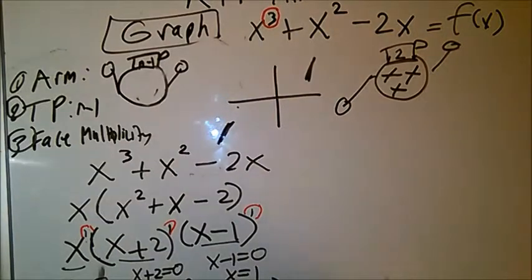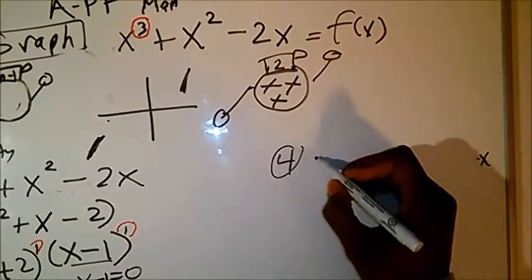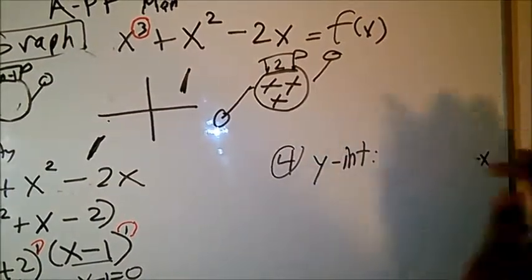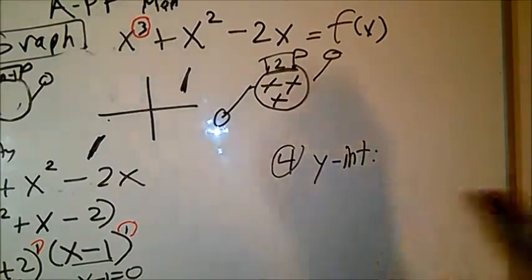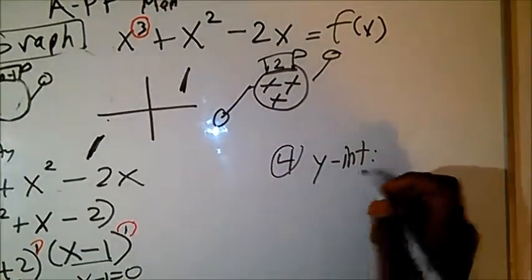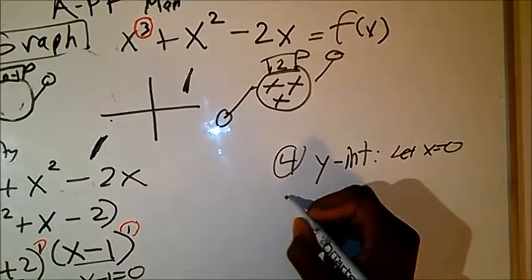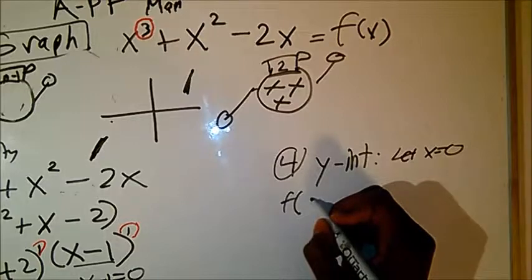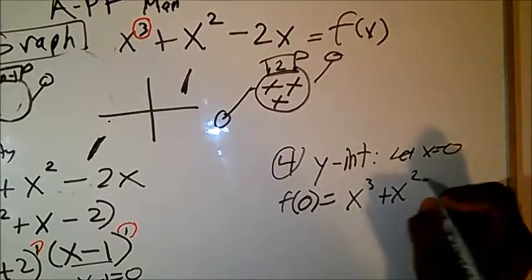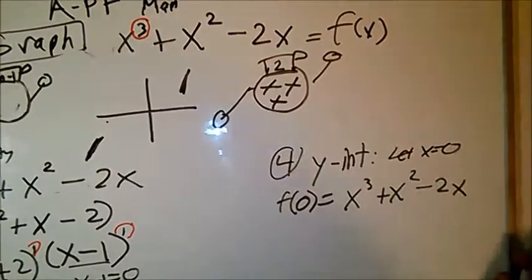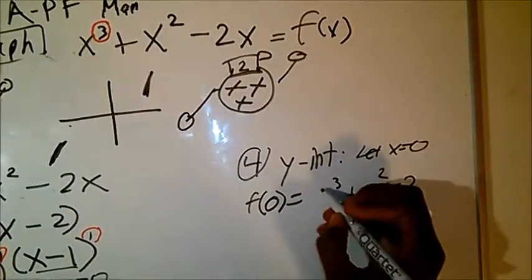Good. Now the last thing we need to know is our y-intercept. If we have an intercept, something is equal to 0. In this case, y is not equal to 0, it will be x. So we're going to let x equal 0. We're going to take f of x and change the x to 0 and put the function in. x cubed plus x squared minus 2x is the original function, right? So let's take our x's and change them into zeros.